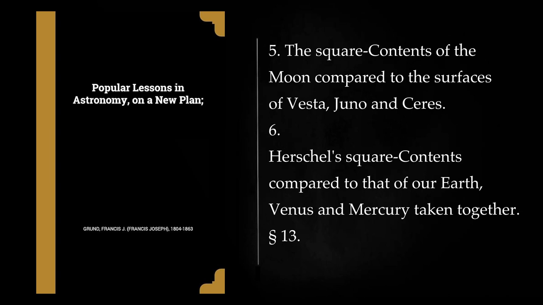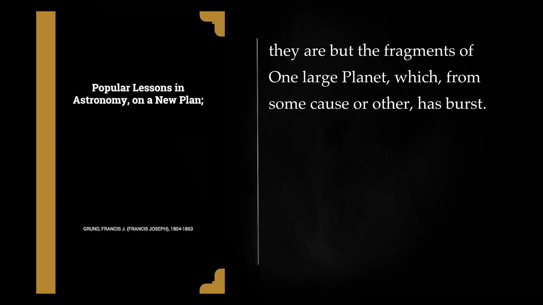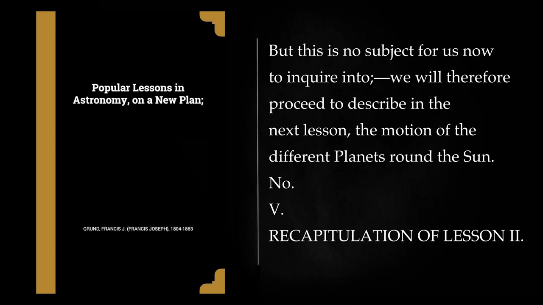Section 13. The four planets, Ceres, Vesta, Juno, and Pallas, are so small in proportion to the other planets, and are so near each other, they are almost at the same distance from the Sun, see plate, that many distinguished philosophers are of opinion they are but the fragments of one large planet, which, from some cause or other, has burst. But this is no subject for us now to inquire into, we will therefore proceed to describe in the next lesson, the motion of the different planets round the Sun.